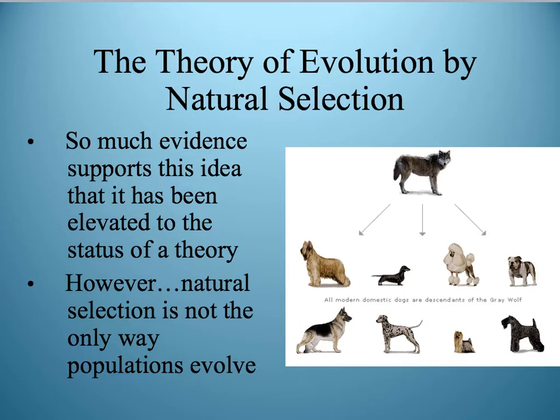However, natural selection is not the only way populations evolve. If we look up here, we've got the gray wolf, and all modern domestic dogs are essentially descendants of the gray wolf. So how do we end up with all these different breeds of dogs? Is it because of natural selection? Well, not so much. It's actually a result of human selection, humans breeding dogs for specific traits, like I want a cuddly dog, or a dog to look a certain way, or a dog to herd my cattle, or to chase birds, or whatever the case may be. In that instance, the dogs themselves were not selected for by natural processes, one might say, but instead by human processes.